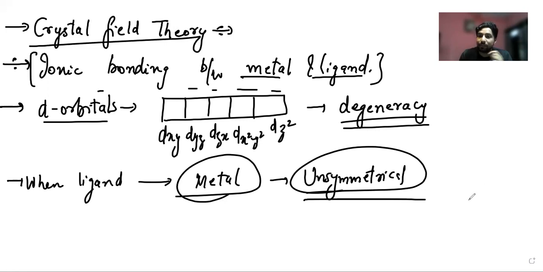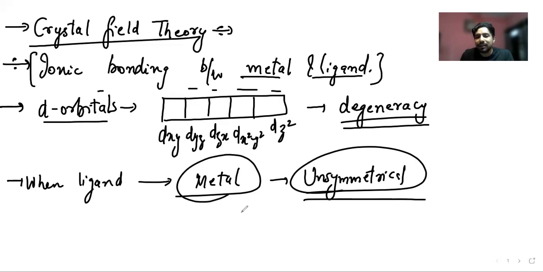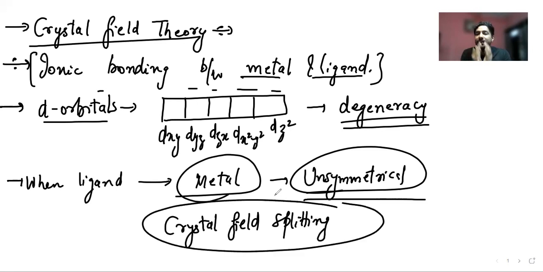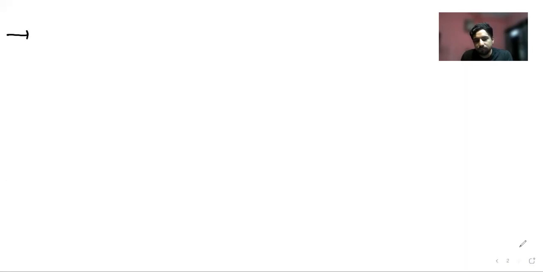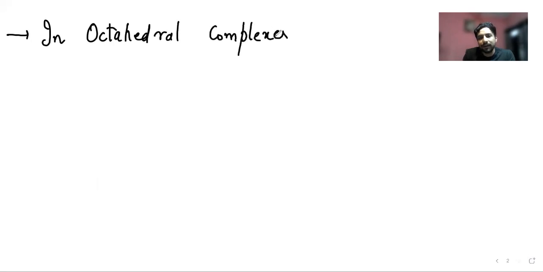Now we will understand the splitting of these orbitals. This splitting of orbitals is called crystal field splitting. So what is crystal field splitting? Crystal field splitting is the splitting of d orbitals because of the unsymmetrical electron cloud present around them. First we will understand this crystal field splitting in octahedral complexes, and that is mainly asked in the exam. Every time this is the pet question of CBSE, asked a number of times.